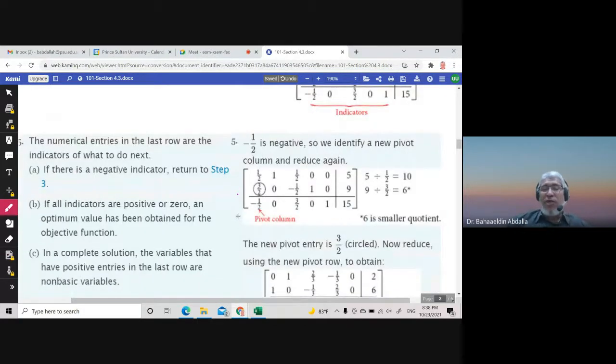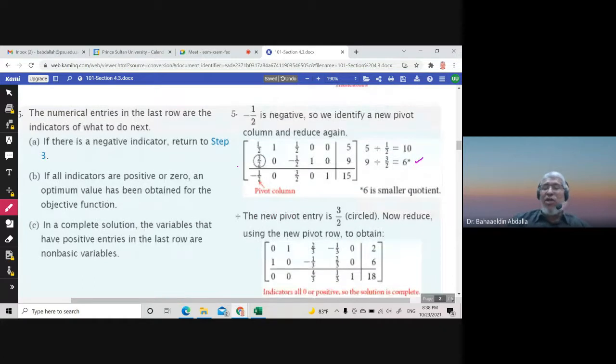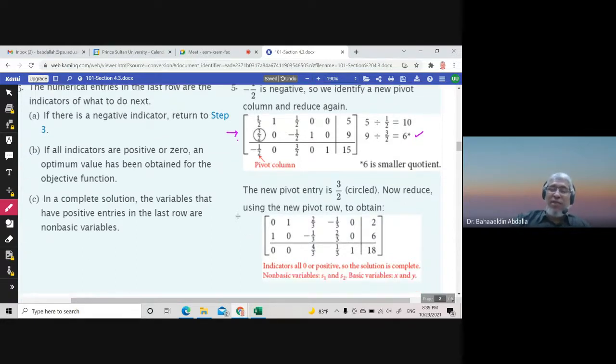And now these two numbers are positive, so we divide 5 divided by half, 9 divided by 3 over 2, and 6 is the smallest. So this row is the pivot row. So 3 over 2 is the pivot entry. We make it 1. We multiply by 2 over 3, and then we use it to make half and negative half zeros. So we will get this new matrix.